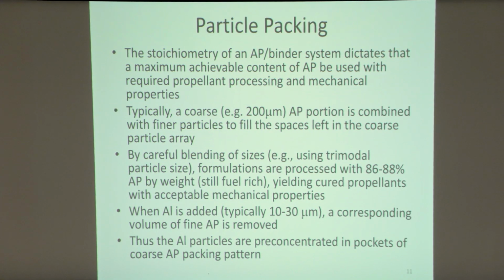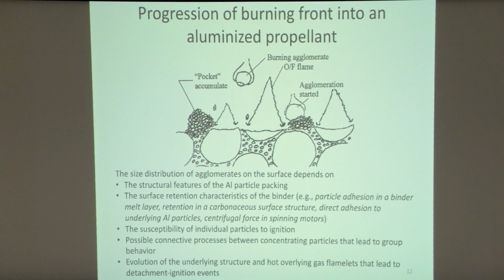mechanical properties. When the aluminum is added, typically 10 to 30 micron, a corresponding volume of the fine AP is removed, okay? So I'm actually removing oxidizer particles as I add more fuel. Thus, the aluminum particles are pre-concentrated in pockets of the coarse AP packing pattern. And so here's a cartoon that you could envision of what was happening in that movie that I showed you.